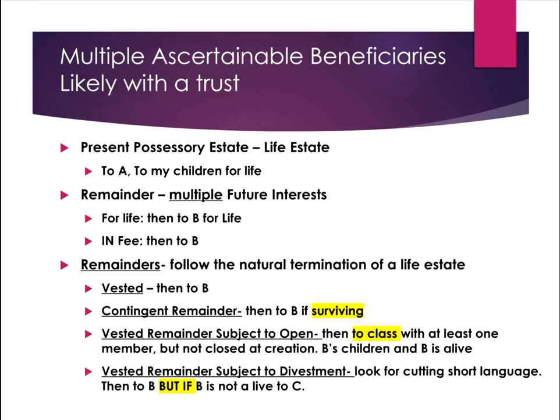All right, so we've talked about there being multiple levels, or could be multiple levels of future interest. Only one present possessory estate holder, but multiple future interests. We will mostly focus on a life estate. A life estate is followed by some type of remainder. There are 4 types of potential remainders: vested, contingent, vested remainder subject to open, and vested remainder subject to divestment. It is the executory interest, that is the cutting short interest, that needs to be examined in terms of RAP.